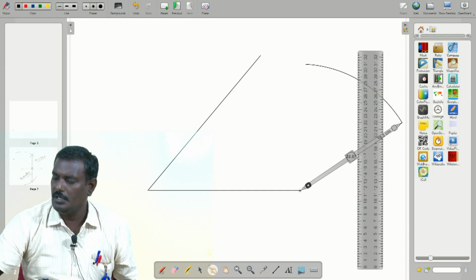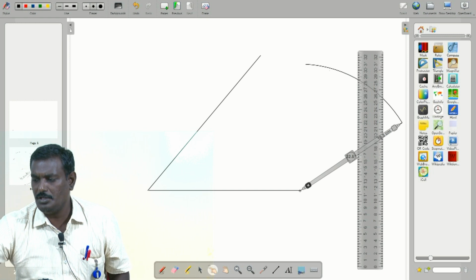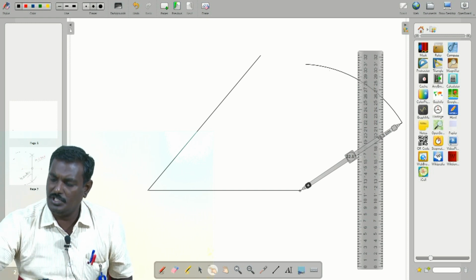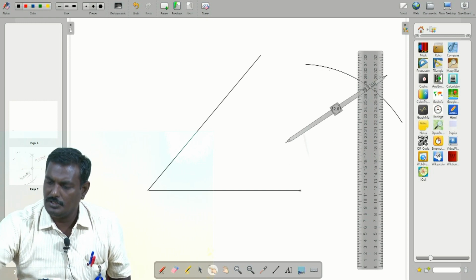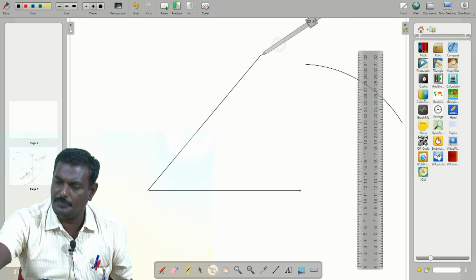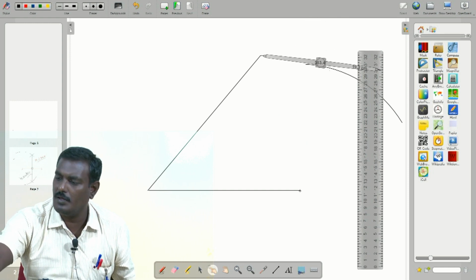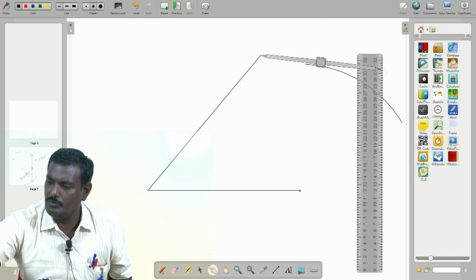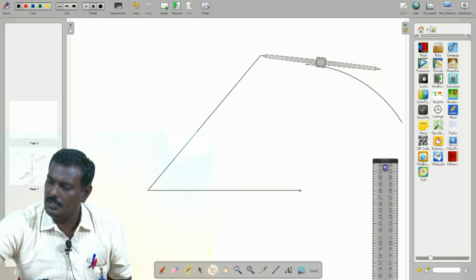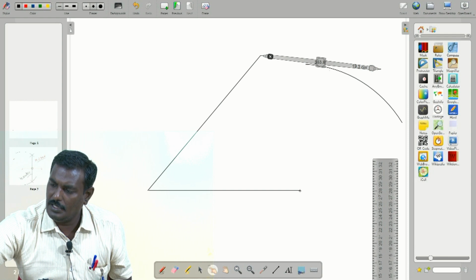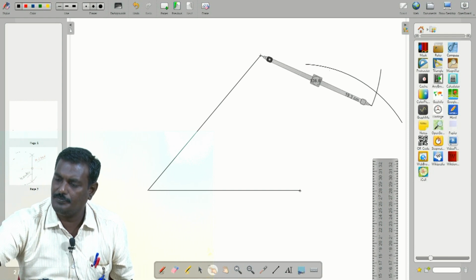Make an arc without changing this radius, 19.3 centimeter. Then you have to shift this needle point to the other end point of the line. Now draw an arc to intersect the previous one.